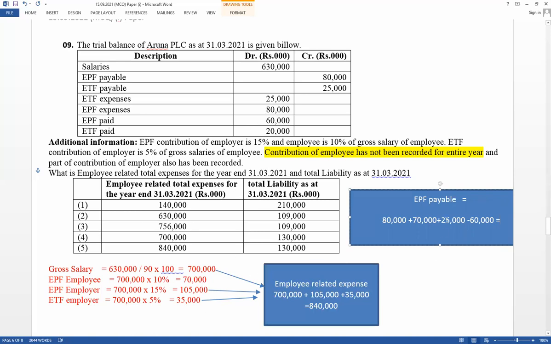The difference is 25,000 also. EPF expense account debit, EPF payable account credit. And given EPF paid in cash 60,000. It should be deducted. Now take the answer.